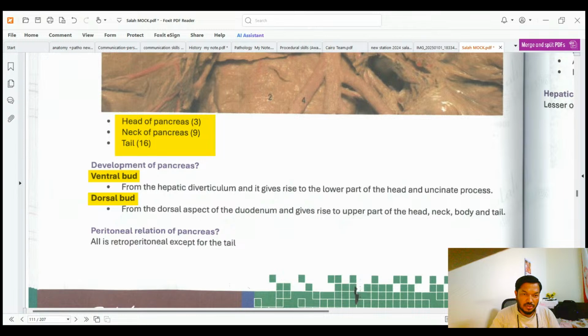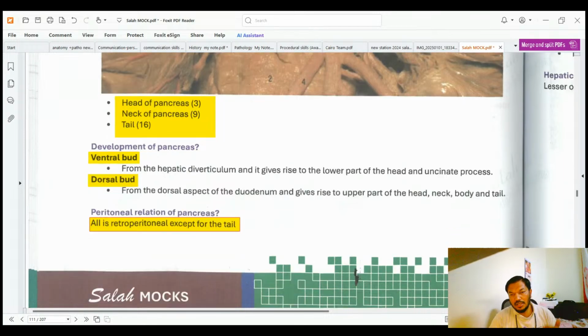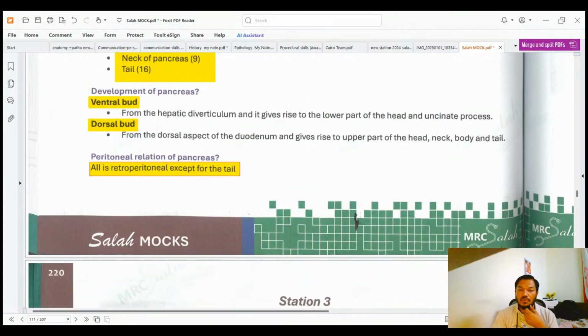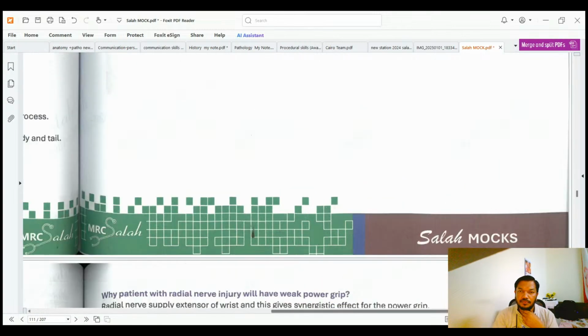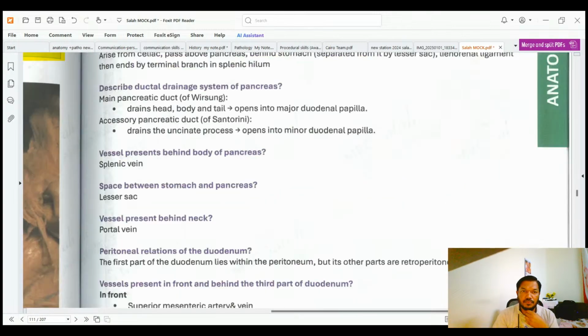Peritoneal relationship of the pancreas. Only tail is intraperitoneal. All are retroperitoneal except tail.